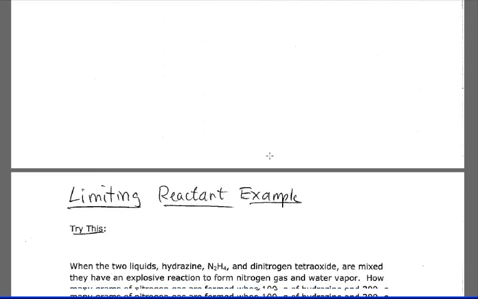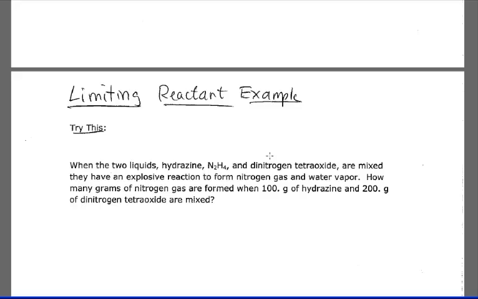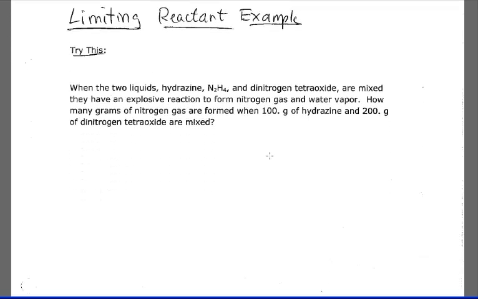All right, we have one more problem for you to work, a limiting reactant problem. I want you to try it first, and then I'll solve it. The problem is: when two liquids, hydrazine N2H4 and dinitrogen tetroxide, are mixed, they have an explosive reaction to form nitrogen gas and water vapor. How many grams of nitrogen gas are formed when 100 grams of hydrazine and 200 grams of dinitrogen tetroxide are mixed? Okay, so this started with a problem where you need to put it from words into a reaction equation and then balance it and then do the limiting reactant problem.